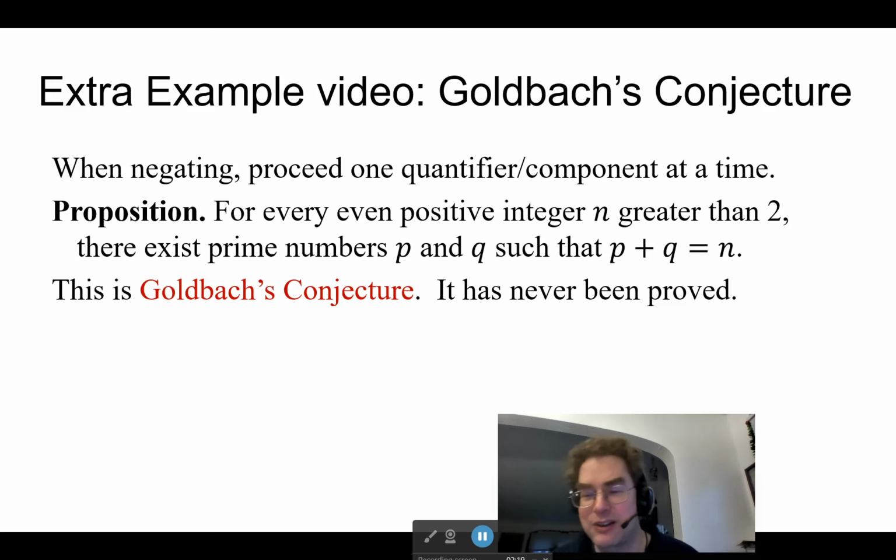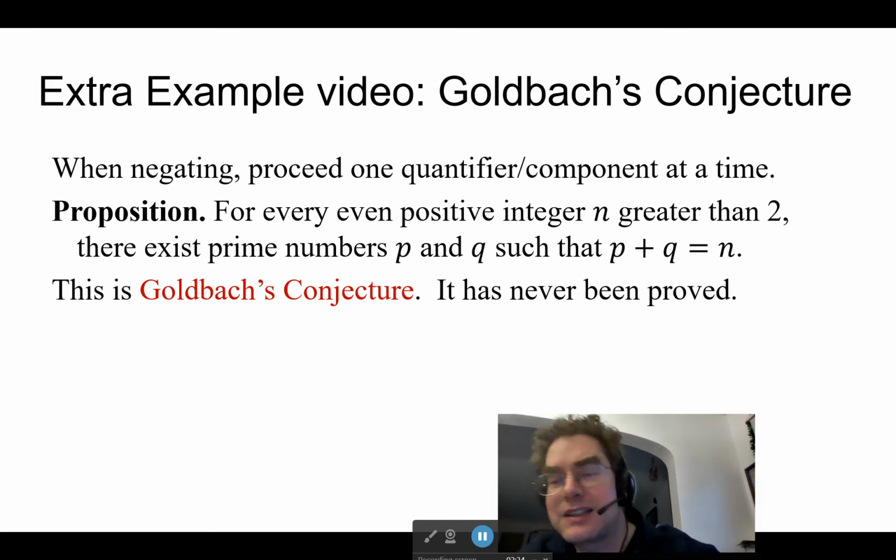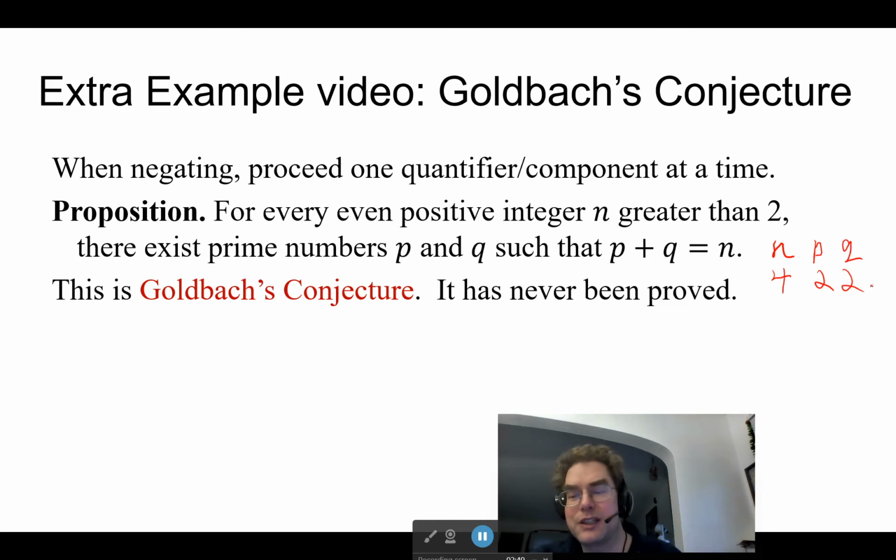Now, you can certainly look at evidence here. So, for instance, we could say, well, let's try out some n's here. n has got to be an even positive integer greater than 2. So we could say, well, what about 4? That's the smallest element of that domain. And you could say, well, I can take p and q to be 2 and 2. No one said that the primes have to be different, so 2 plus 2 equals 4. And we got that case taken care of.